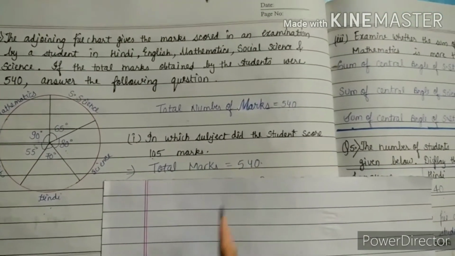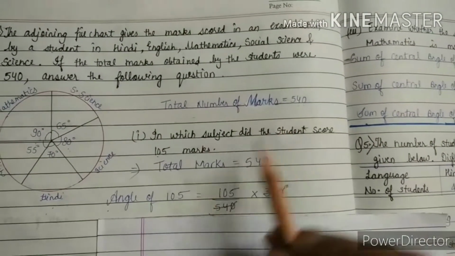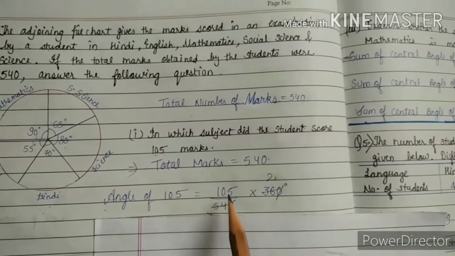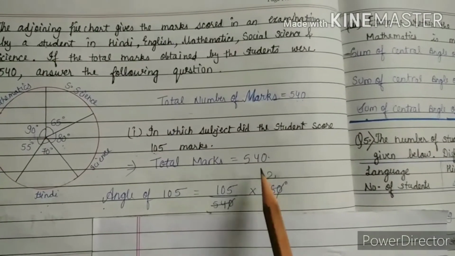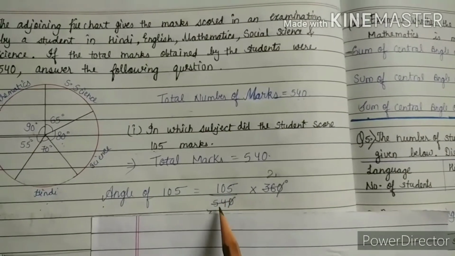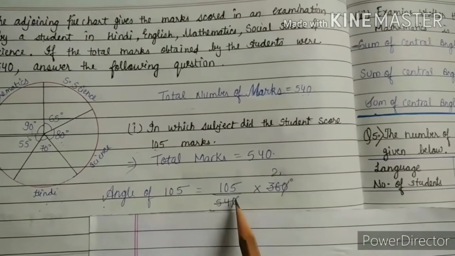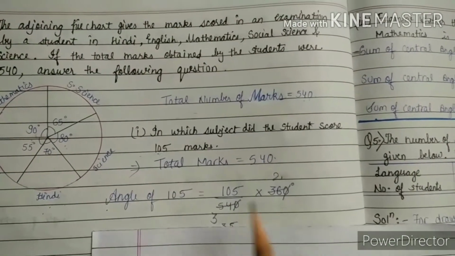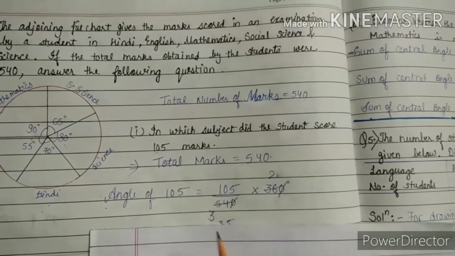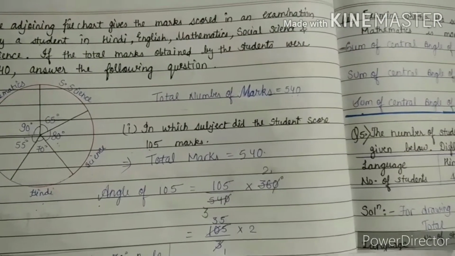So, total marks is 540. Now, the angle of 105, because we are taking the angle of 105. 105 will be divided by the whole, and the whole is 540. So 105, the part, divided by the whole, multiplied by 360. Zero to zero cut. From the table of 18, 36 cut 2 times and 540 cut 3 times. Now we have 105 by 3 multiplied by 2.